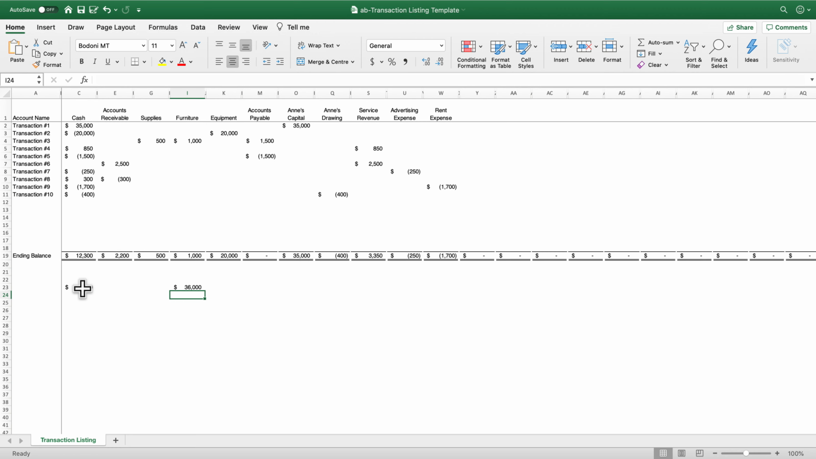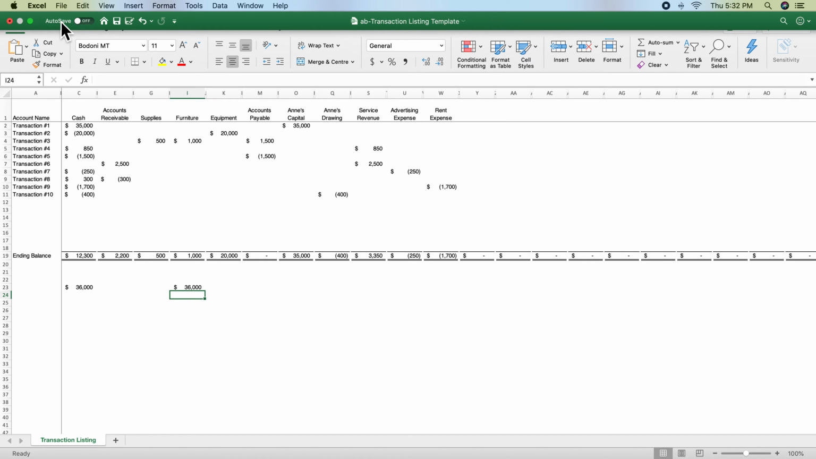You see that? So what I'm going to have you do is take the sheet that I provide, and you're going to put the formulas here in the ending balance, and you're going to do your own transaction listings. Alright, so that's the end of that.